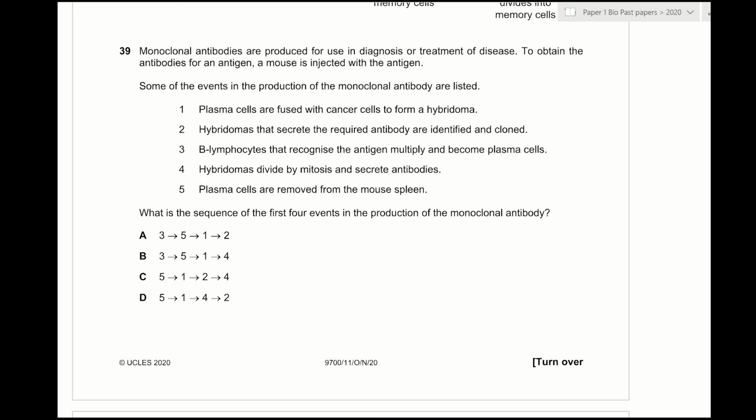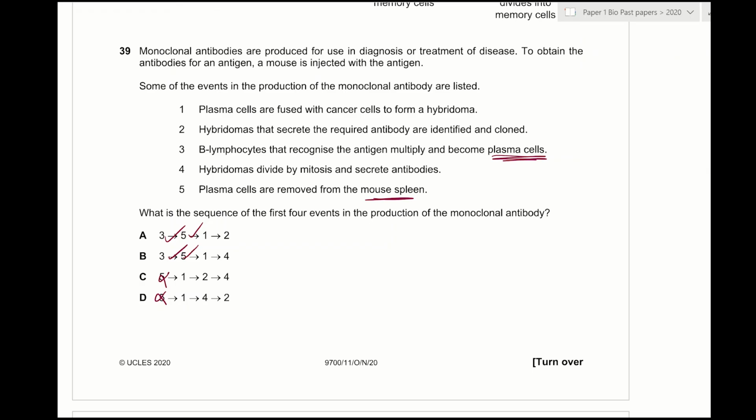3 is the B lymphocytes that recognize the antigen, multiply and become plasma cells, and plasma cells are removed from the mouse spleen. So 5 is totally incorrect because first, the B lymphocytes actually recognize the antigen that has been injected and multiply and become plasma cells, which secrete antibodies. Now, here we have 5, plasma cells are removed from the mouse spleen. This is correct. And we also have 1.